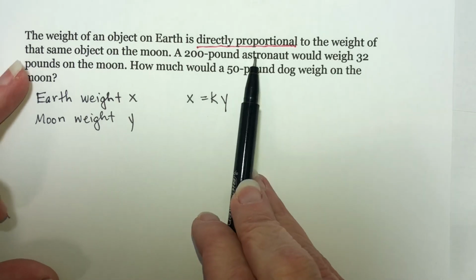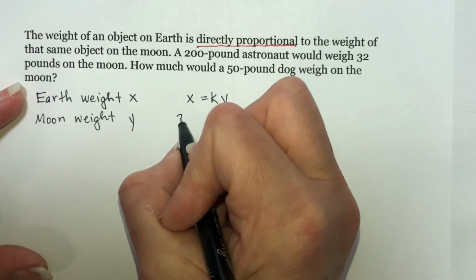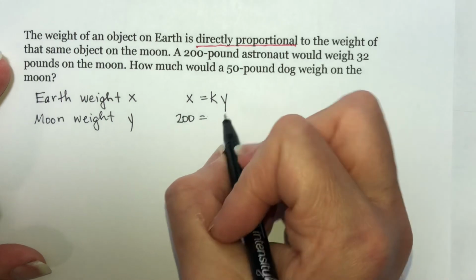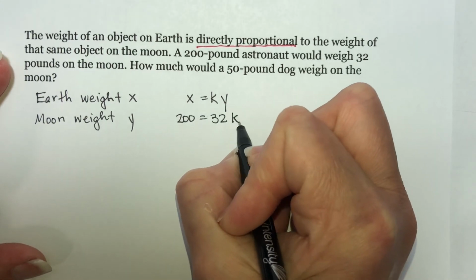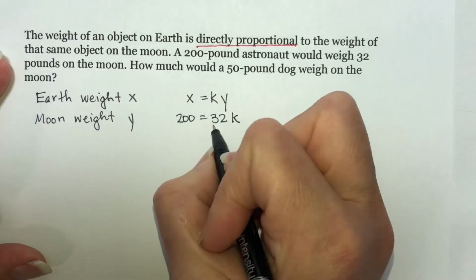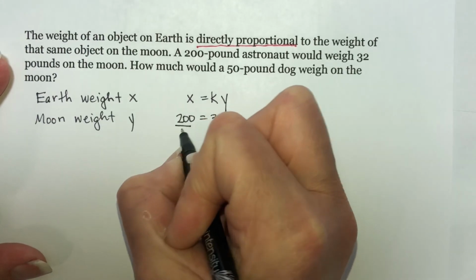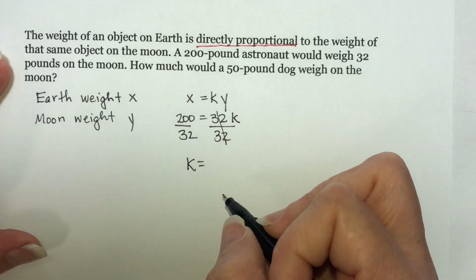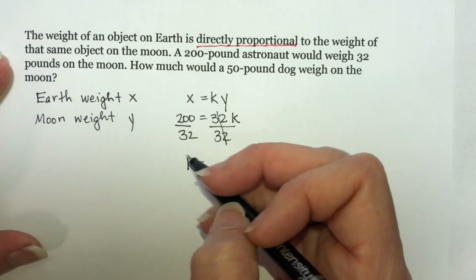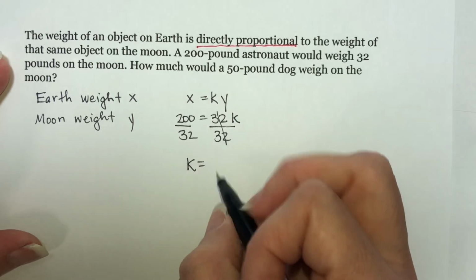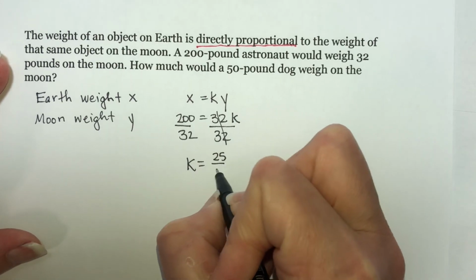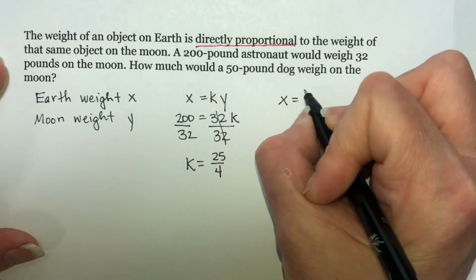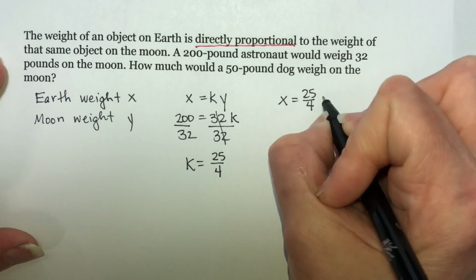A 200-pound astronaut, that's going to be my Earth weight, would weigh 32 pounds on the moon. So that's my y. So this is 200 equals 32k. Now, if I divide both sides by 32, I find that my k value is, if I reduce this, I can divide both of these by 8, and I'll get 25 over 4. So my improved equation is x is equal to 25 over 4 times y.